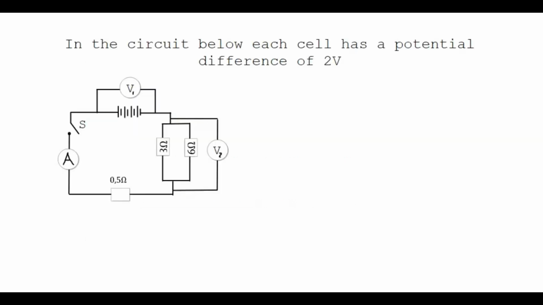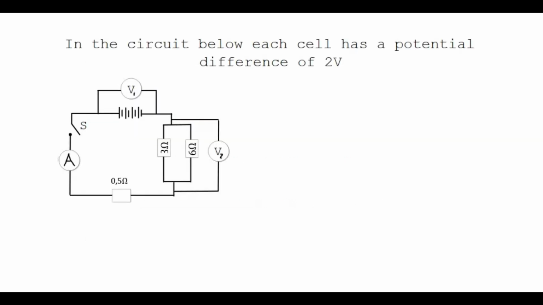Okay, let's get started. So, generally, you will be given an electric circuit, right? And they will give you a bit of extra information for the circuit. So here they say, in the circuit below, each cell has a potential difference of 2 volts. Now, before we do anything else, we just need to note that each cell has a potential difference of 2 volts. That means that if we have 1, 2, 3, 4 cells, 4 times 2 gives us 8 volts.